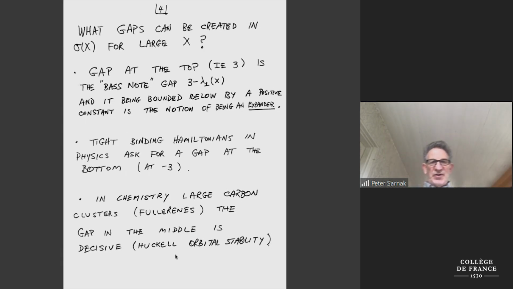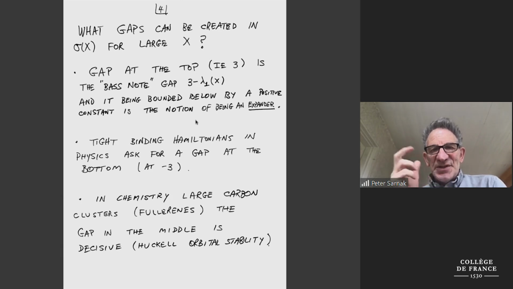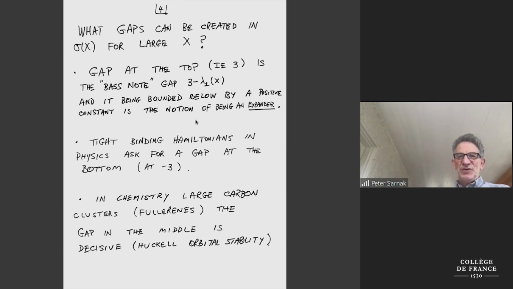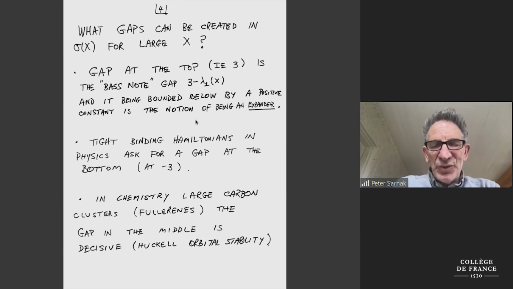And the question of the title of this lecture, and to be used in the next lecture of Alicia, is what gaps can you create for these three-regular graphs as x gets large? And to motivate it, I myself have been working on this maybe since 1985 or so. The gap at the top, that is the difference between lambda 1 and 3, or 3 minus lambda 1, I'll call here the base note gap. Base note, if you were thinking of the Laplacian and then you were thinking of it as a drum, so to speak, this would be the base note, lambda 1.